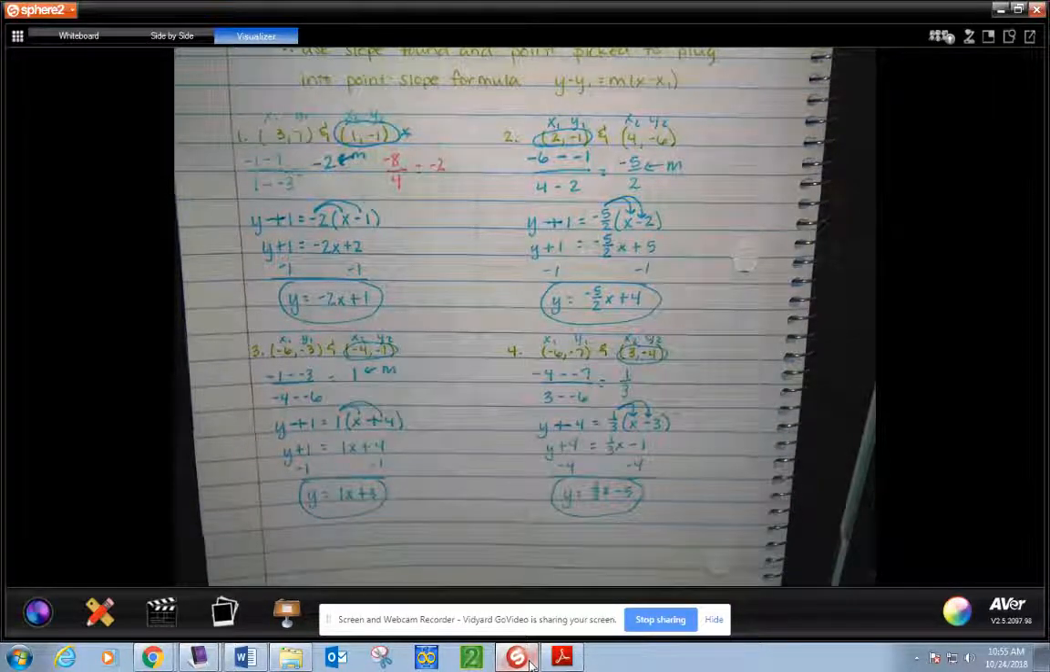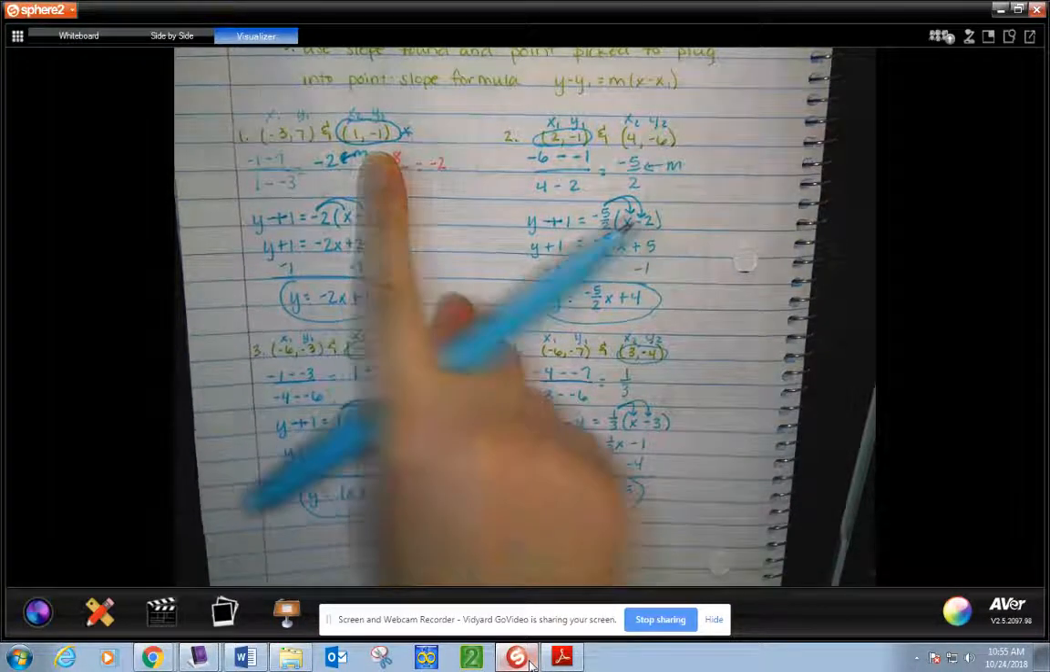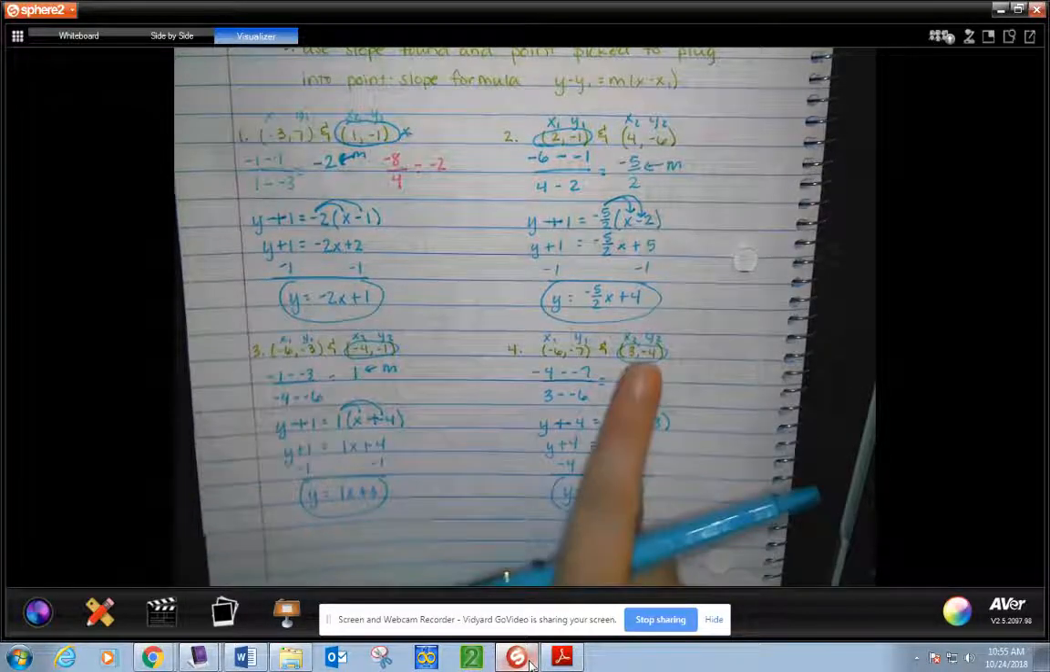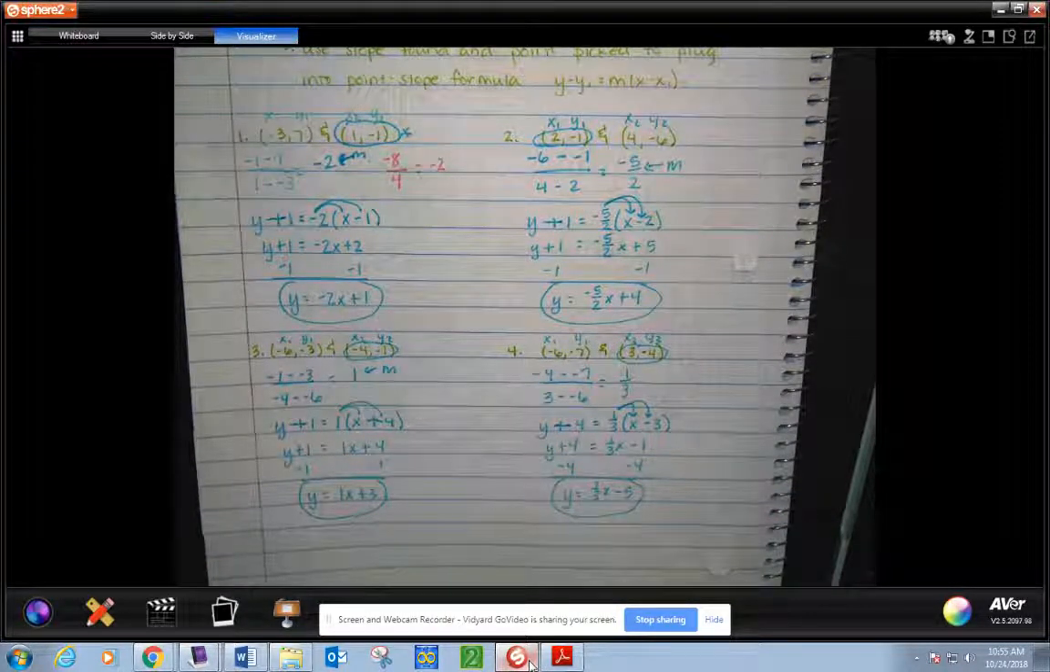Now, when you're doing these, you can see I picked the second point, then the first point, then the second point, and the second point again. Whichever point you pick, you'll get the same answer as long as you do your math correct.